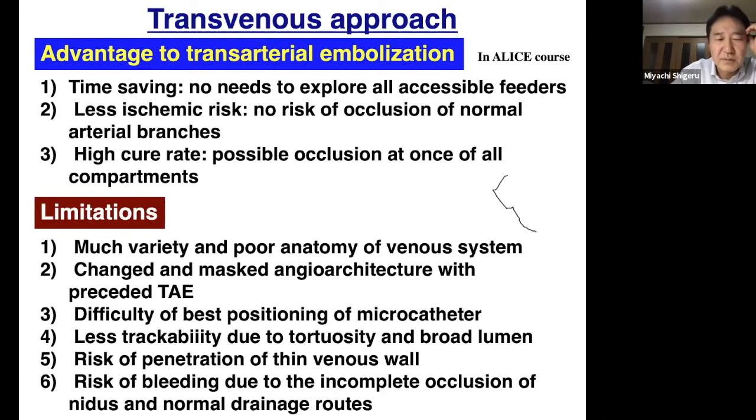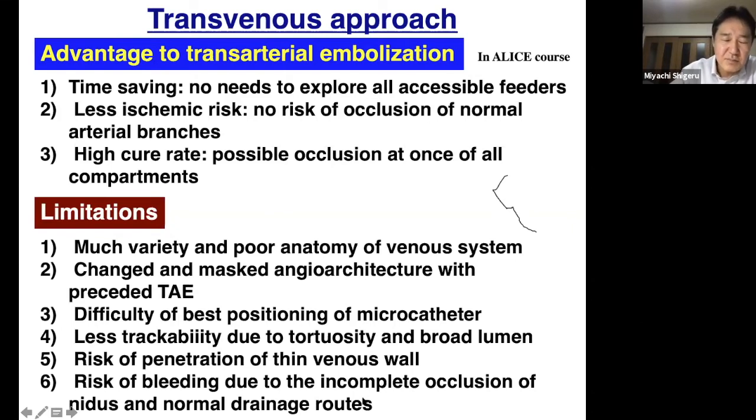So it is difficult to access it. Changed and masked angio architecture is proceeded by TAE. Difficult or poor positioning of the microcatheter, less trackability, risk of penetration of the venous wall, risk of bleeding due to the incomplete occlusion of the nidus and normal drainage. This is a big point.